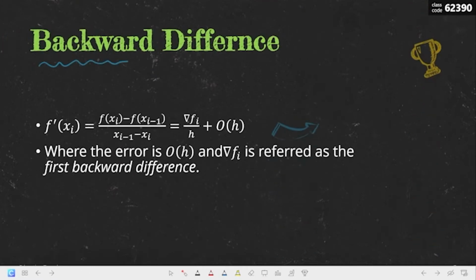If we have forward difference, we also have backward difference. The backward difference f prime of x_i is equal to the present value of our function, f(x_i), minus the previous value, f(x_(i-1)), divided by x_i minus x_(i-1). We can change this formula to nabla f_i over h plus some error. The error is O(h), and nabla f_i is referred to as the first backward difference.